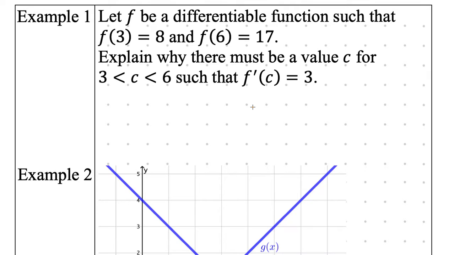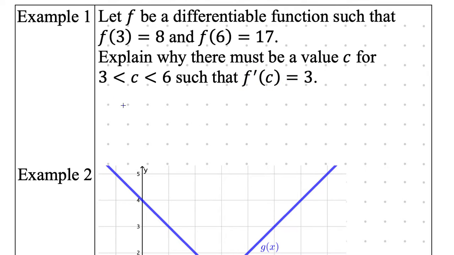All right, so we have this. The height at 3 is 8, and the height at 6 is 17. So I have this point 3, 8, and this point 6, 17. Can you visualize what that looks like on a graph? You guys now need to explain why there has to be some C between 3 and 6, in the same interval, such that I have a tangent slope equal to 3. If you had a 5 out of 5 for MVT, you could answer it like that. None of us have that, so let me walk through this with you.